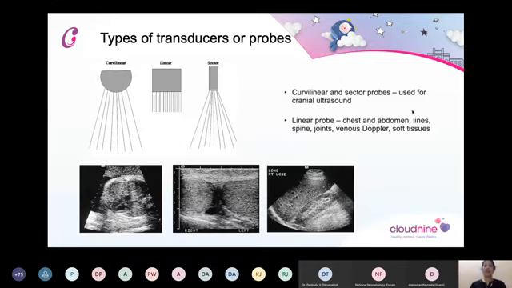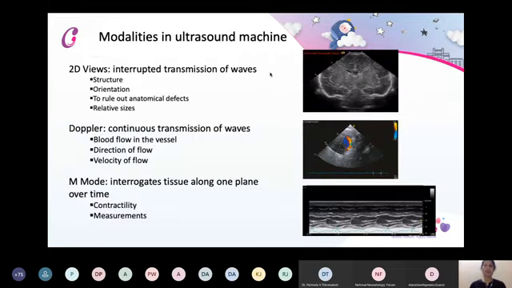Now, curvilinear and sector probes are used for cranial ultrasound, and linear probes for the other organs like the chest and abdomen organs, and line visualization, spine, joints, venous Doppler, and soft tissues.